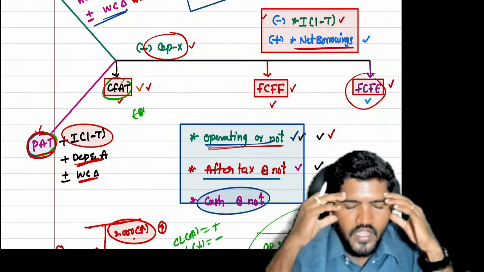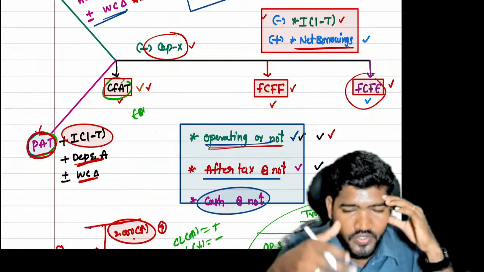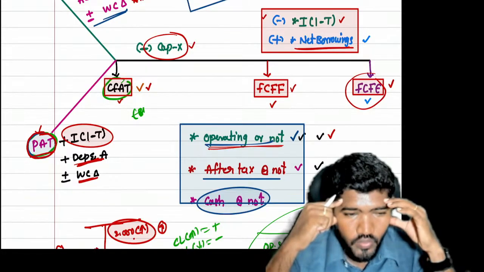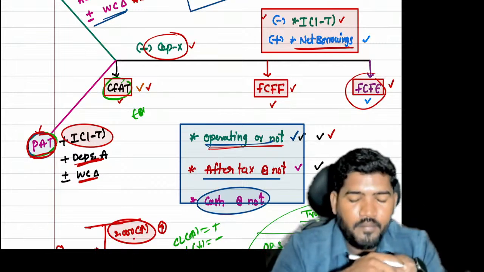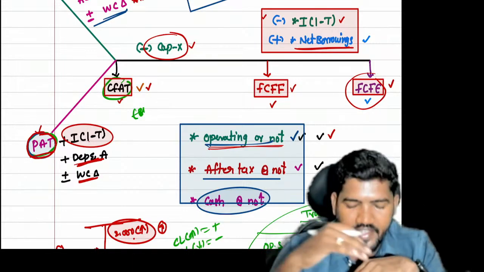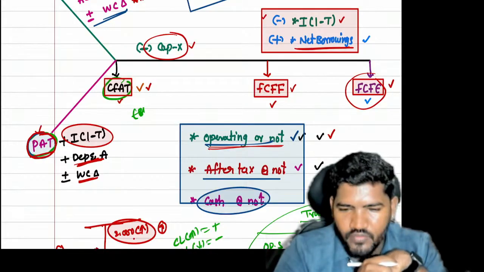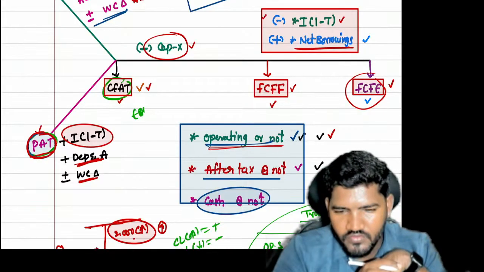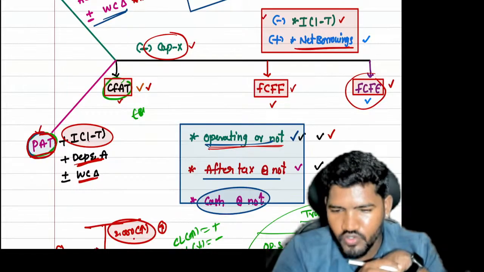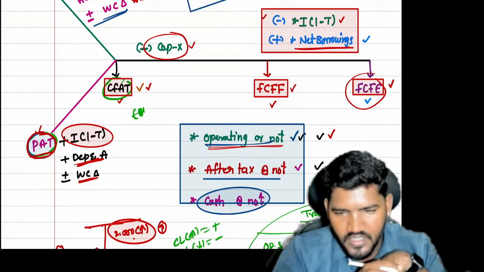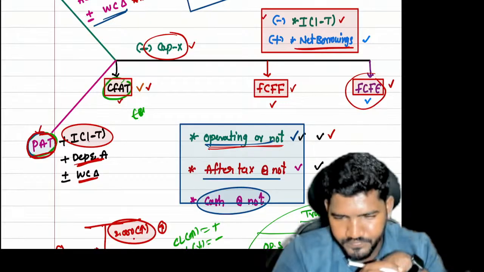Newly, our ICMA issued a workbook, and in that workbook also they are mainly focusing on this FCFF and FCFE only. Hope you guys are clear. If you have any doubts, ask me. If you do not understand this concept, you will automatically be confused from the problems point of view.